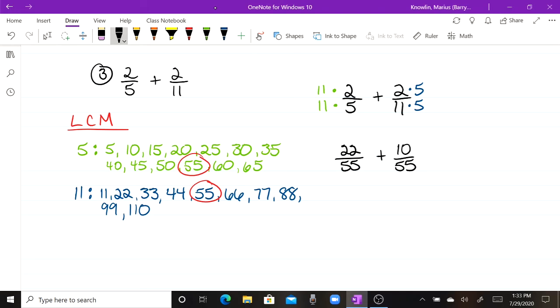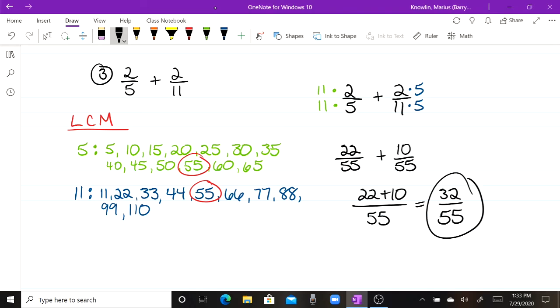Now that we have our common denominators, we can go ahead and add. That's going to be 22 plus 10 as the numerator. The denominator is going to remain 55. And when I add 22 and 10, that becomes 32. And the denominator stays as 55. So 32/55ths is our final answer for this one.